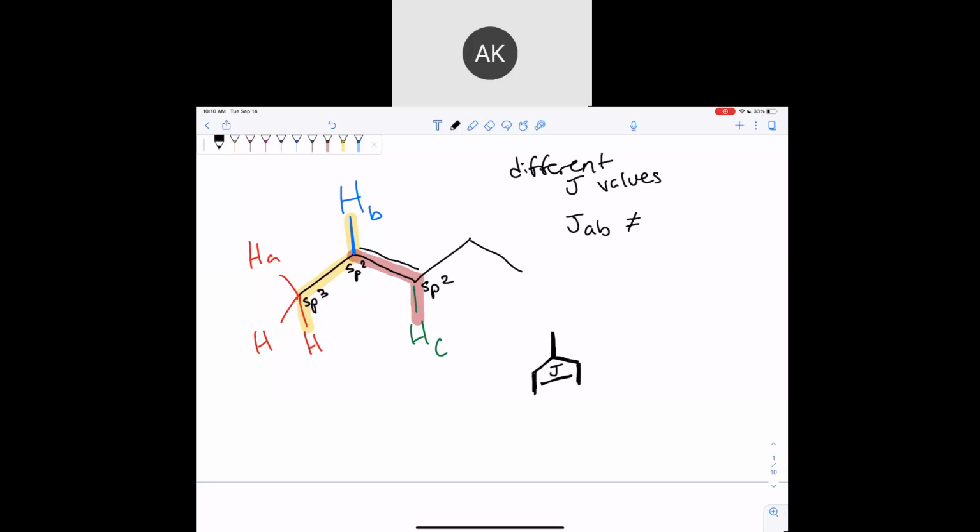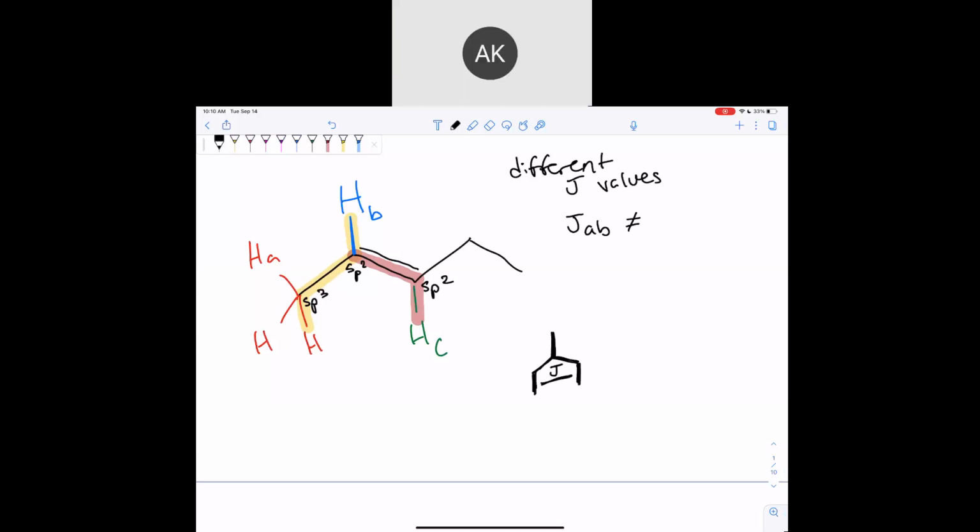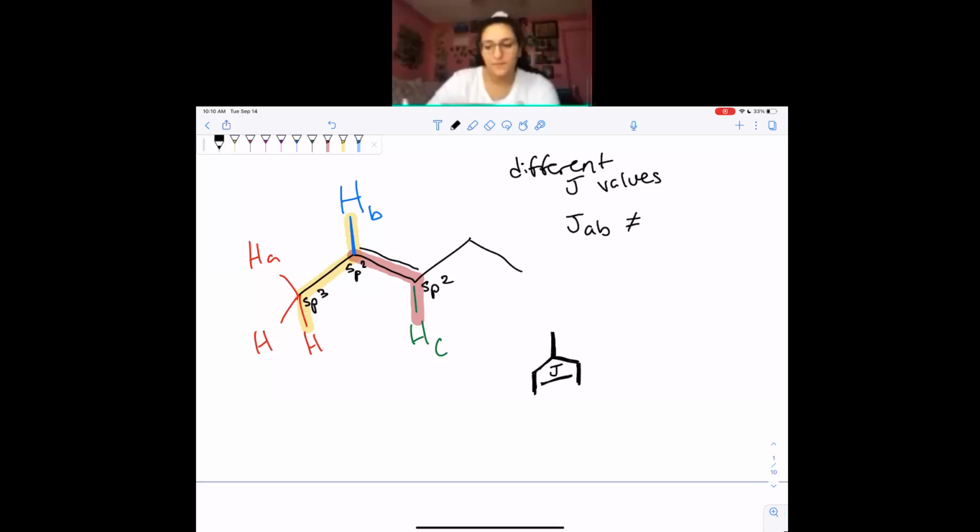Is it two different peaks or the same? It doesn't matter. It's going to be one signal, and it's going to be two separate peaks. Gotcha. So when we say a doublet, what we mean is it'll look like this on a spectrum, and that's because it was split into two peaks.